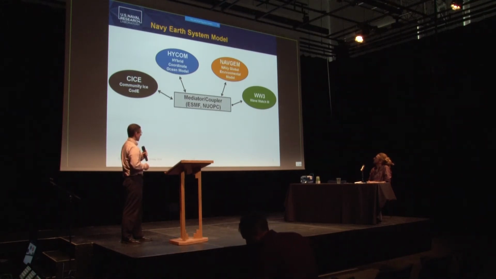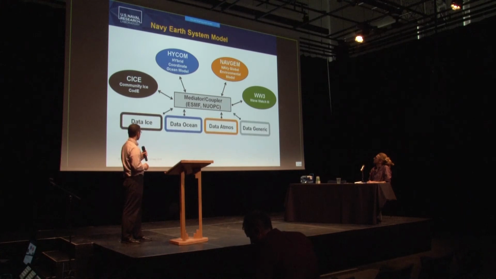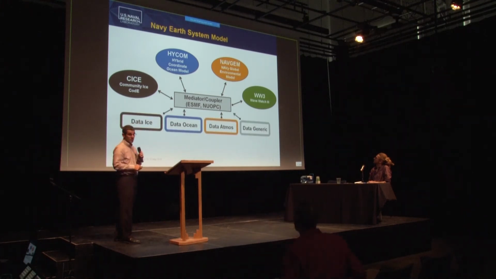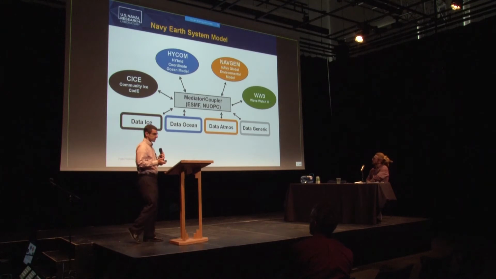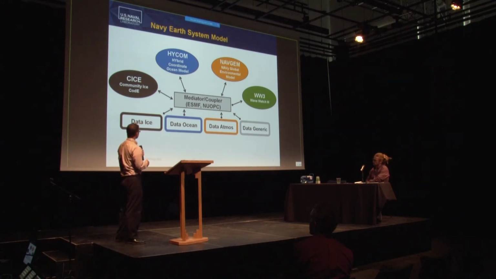What we can do, though, in the absence of a coupled model, is put in data forcing instead. For example, our current operational system is not coupled with the atmosphere. It's directly forced with NAVGEM. So in this case, NAVGEM would be a data atmosphere going into that mediator, then forcing the ocean and ice.